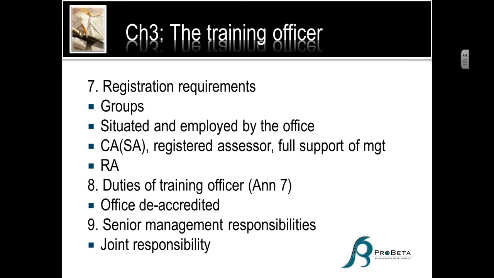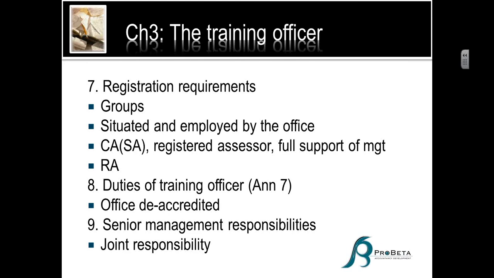Now, I did skip full supportive management on purpose. I wanted to talk about that. In the old days, the training officer had to be a partner. That is no longer a requirement. It can be anyone who is a CASA, a registered assessor, and or RA, but they must have access to management and have their full support. So basically to have a little bit of clout.